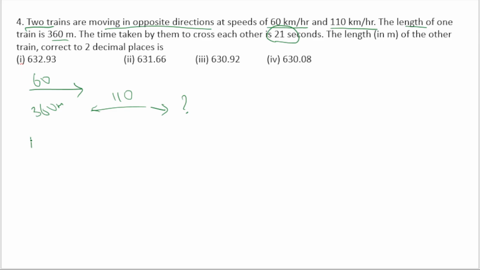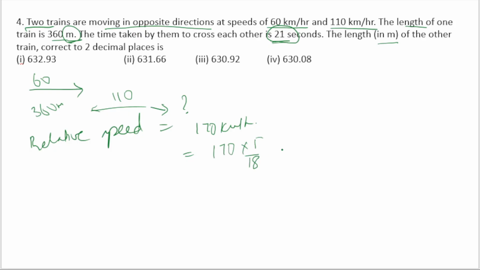What is the relative speed here? Both the trains are traveling in opposite directions, so it will be the sum of the speeds. It is 60 plus 110. It is 170 kilometers per hour. The time given is in seconds and we have to find the length in meters, so we will convert this into meters per second. It is 170 into 5 by 18 meters per second.